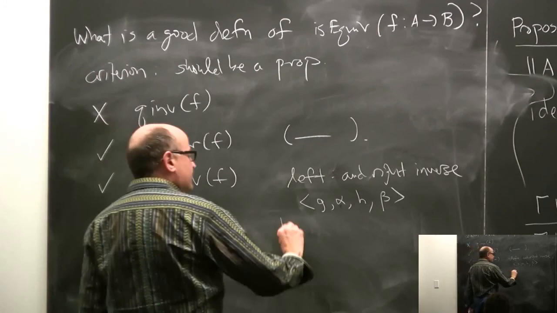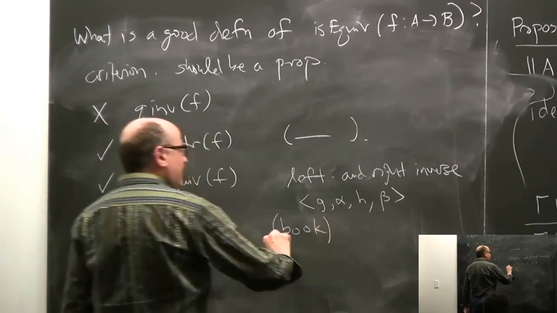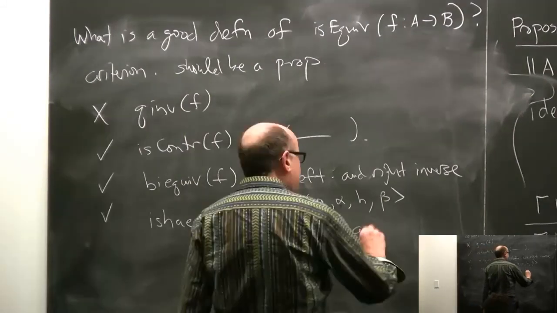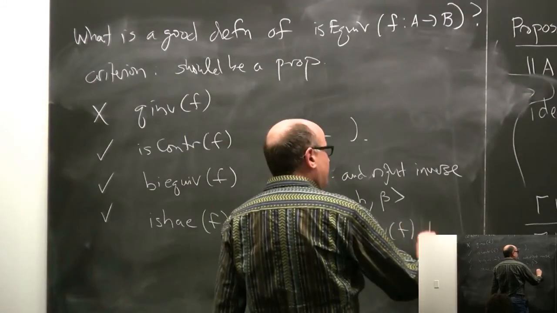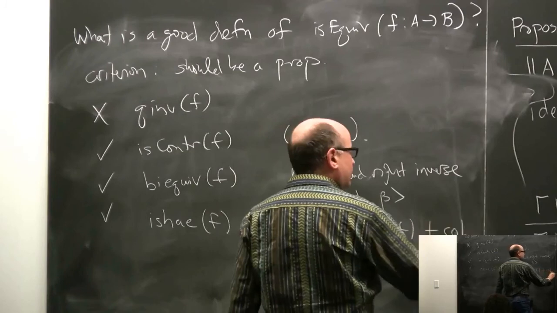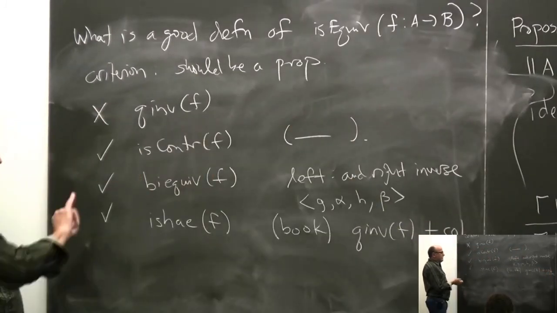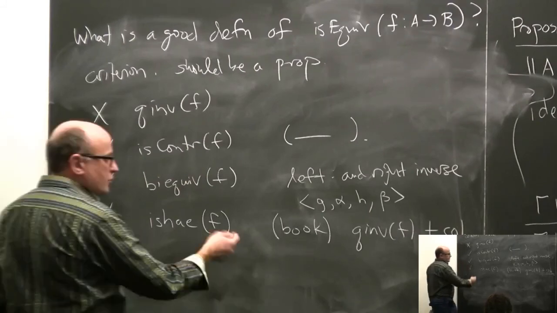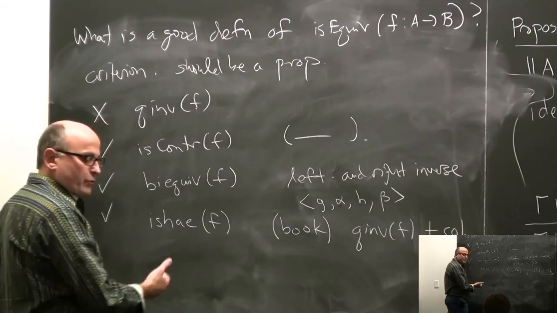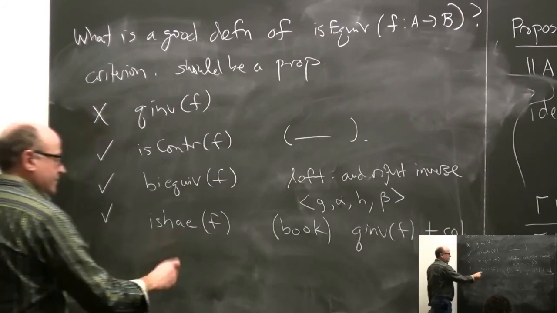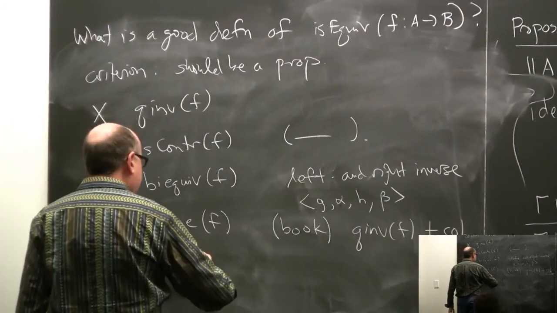I'm not going to have time, so let's look at this in the book. You can look at it as quasi-inverse plus a coherence condition. And the coherence condition is a commutativity requirement that is reminiscent of the same notions you get when you have an adjunction. So that's why it's called half adjoint equivalence.